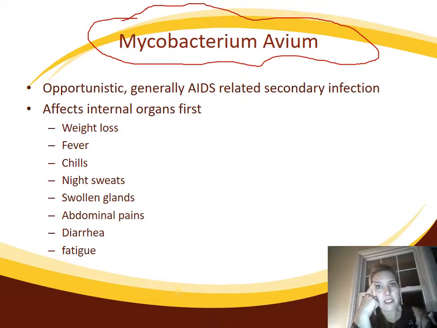If you know what some of these secondary infections are, then you know a little bit better what that patient may have been suffering from. So this mycobacterium is going to affect the internal organs first, and then the symptoms you're going to see are weight loss, fevers, chills, night sweats, swollen glands, abdominal pains, diarrhea, and fatigue. It's a lot of the same symptoms that you're going to see with many, many other infections. So it's really not an easy one to differentiate, which is why it's important to know the name, because if the cause of death lists Mycobacterium avium infection, you know it's probably a secondary infection from AIDS.